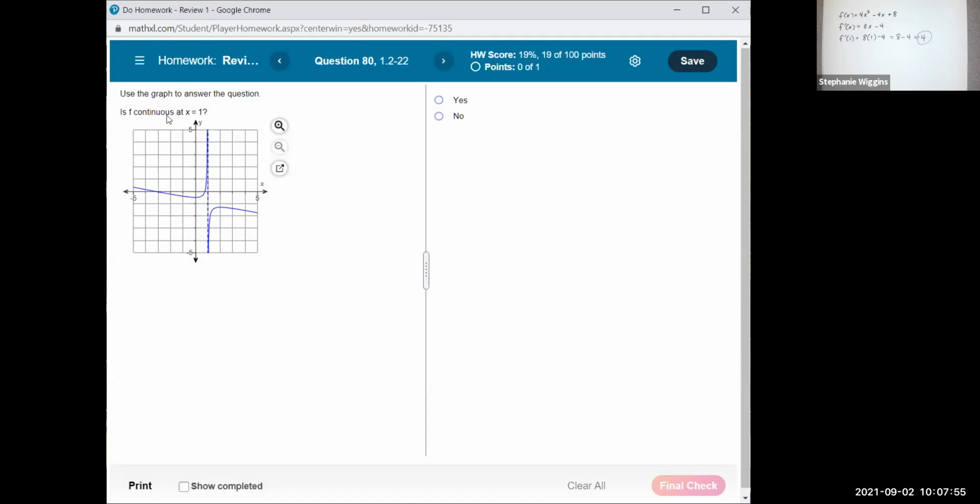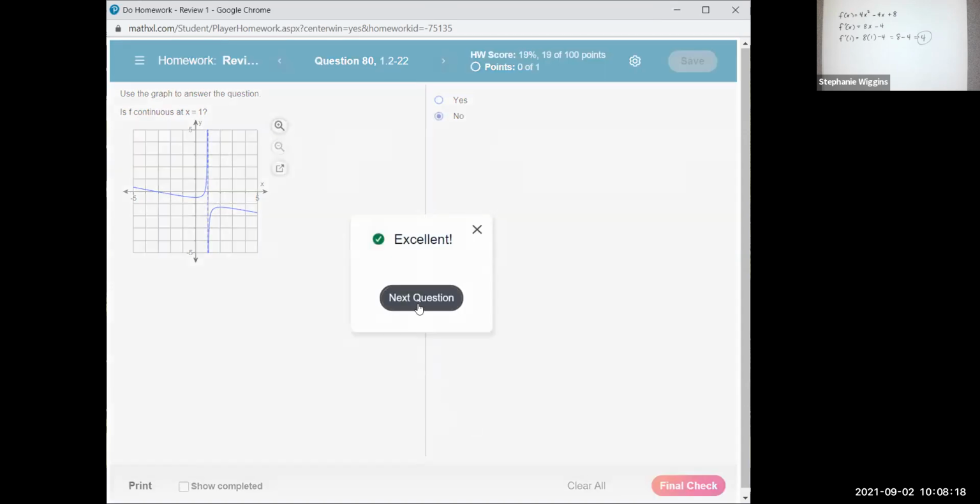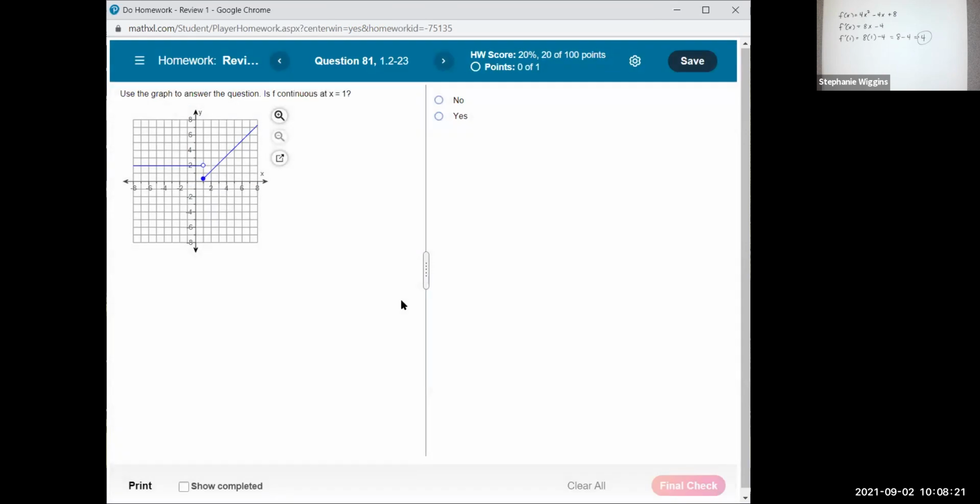Is f continuous? Now, in the previous questions, they were asking, is it continuous over the interval? Well, now they're saying, is it continuous at a specific point? And if we look at when x equals 1, here we are on the x-axis, there's x equals 1. Right there, there's a break. So no, it's not continuous at that point. It's continuous at the other points, but not at that one. And here at 1, no, it's not continuous. Again, if you find 1 there, there's a break. So no, it's not continuous.